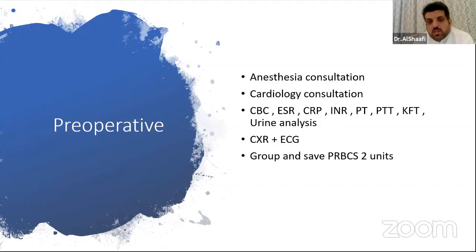Preoperatively, we send the patient to anesthesia for consultation, and to cardiology for echo and ECG. We do CBC, ESR, CRP, INR, PT, PTT, kidney function tests, and urine analysis to make sure there is no source of infection anywhere. Chest X-ray and ECG, and we have a group and save of blood of about 2 units of packed RBCs.